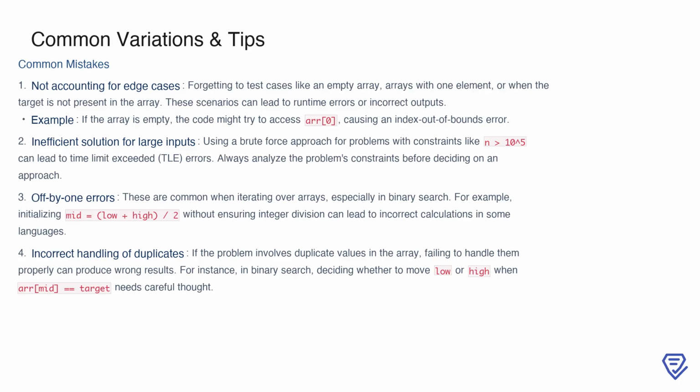time complexity. Additionally, off-by-one errors are very common, particularly when calculating the middle index. For instance, in languages where integer division must be explicitly handled, using low plus high / 2 instead of low plus (high minus low) / 2 could lead to unexpected results. Lastly, if the problem includes duplicate values, failing to handle them properly can cause incorrect outputs. For example, when the middle value equals the target, deciding whether to move the low pointer or the high pointer requires careful consideration to ensure no valid results are skipped.